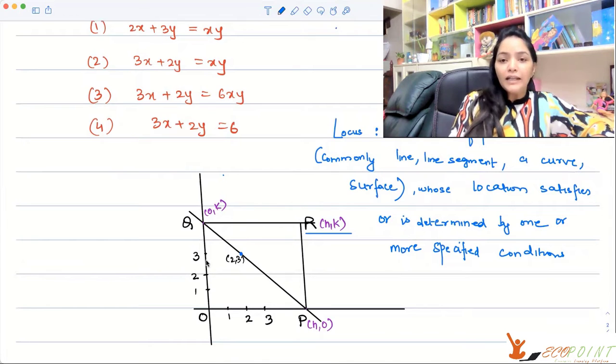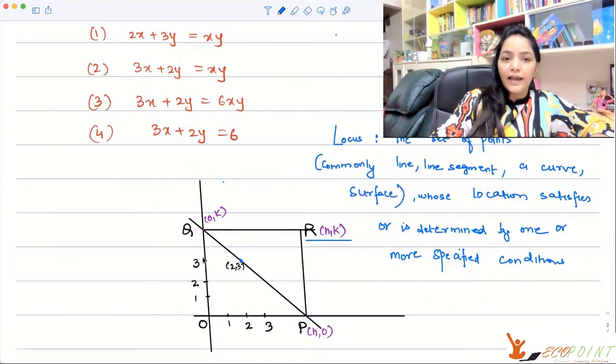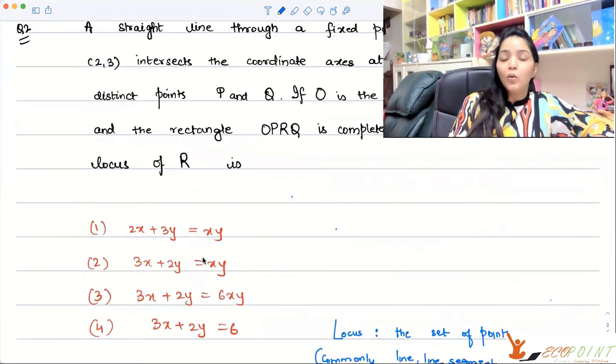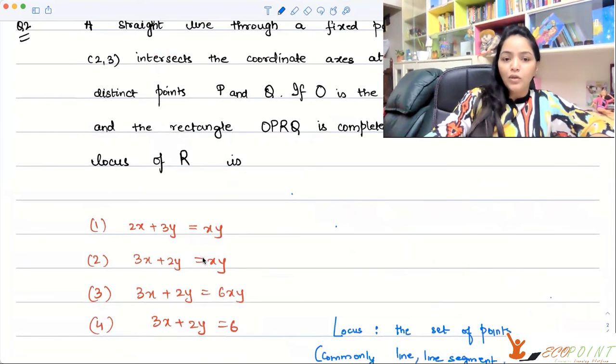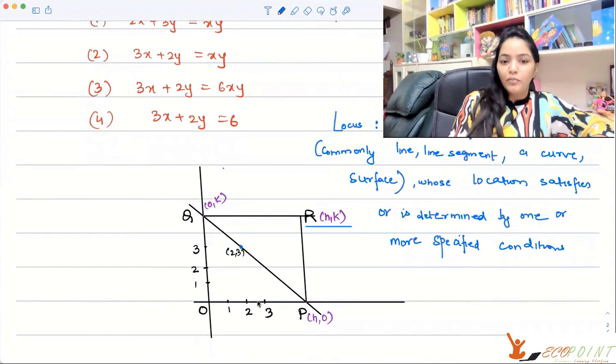And we are completing the rectangle OPRQ. So please look at the directions OPRQ. Okay, this is how it will go. P is here, then R is here, then Q is here. This is the line passing through 2, 3. When it cuts the Y axis here, you get Q. And when it cuts the X axis here, you get P.